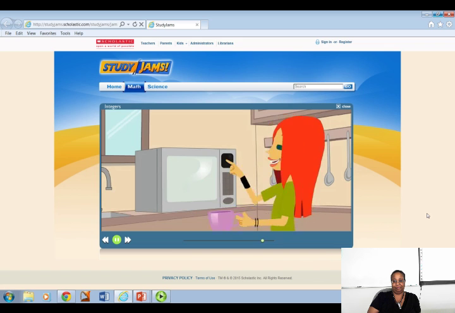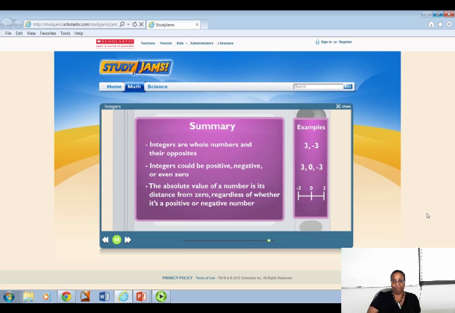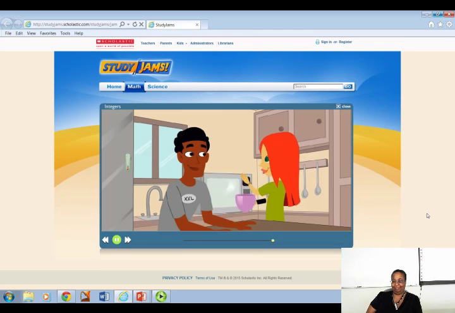Let me run through this integer stuff and see if I've got it straight. Integers are all whole numbers and their opposites. They can be positive, negative, or even zero. Either way, the absolute value of a number is its distance from zero. And the absolute value of my integer know-how? A perfect 10.